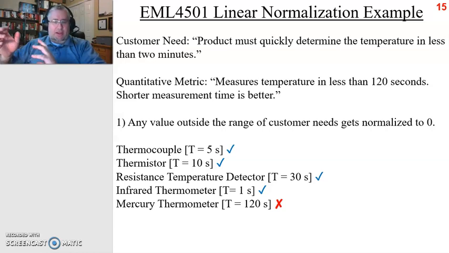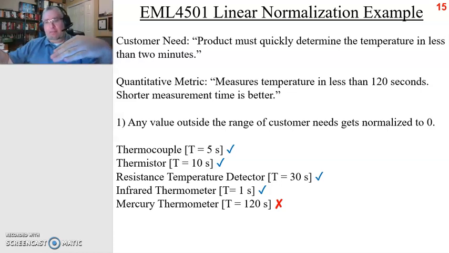So again, I took the customer need, which is the product must quickly determine the temperature in less than 2 minutes, and I've converted it into a quantitative metric, which is measures temperature in less than 120 seconds, and shorter measurement time is better. And so now I can jump into my normalization protocol, and the first thing that I need to do is step one: look to see if there are any values outside of the range set by the customer needs, and those of course get normalized to 0.